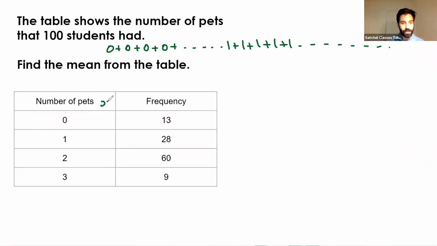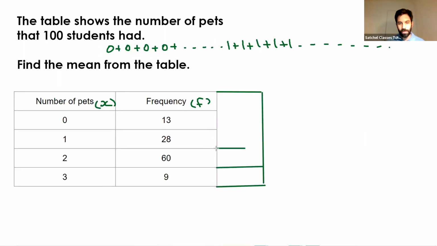Let's call the number of pets x. Let's call the frequency f. And I'm just going to write them inside a bracket. And we can draw our fx column. So this is going to be fx. And then we can say, well, we had 13 lots of zeros. So 13 times 0 is simply 0. We had 28 lots of ones. So 28 students had 1 pet. That's a total of 28 pets. So 1 times 28 is 28.